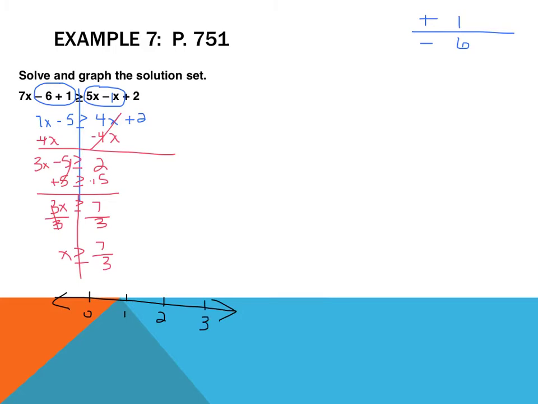Seven thirds is going to be the same thing as 3 goes into 7 2 times, which is 6, or a remainder of 1. 2 and 1/3. So it's going to be a little bit after the 2, before the 2.5. So that's 7/3. Greater than or equal to tells me it's brackets, and it's shaded to the right, including the 7/3. So then my interval notation would be 7/3 to positive infinity.